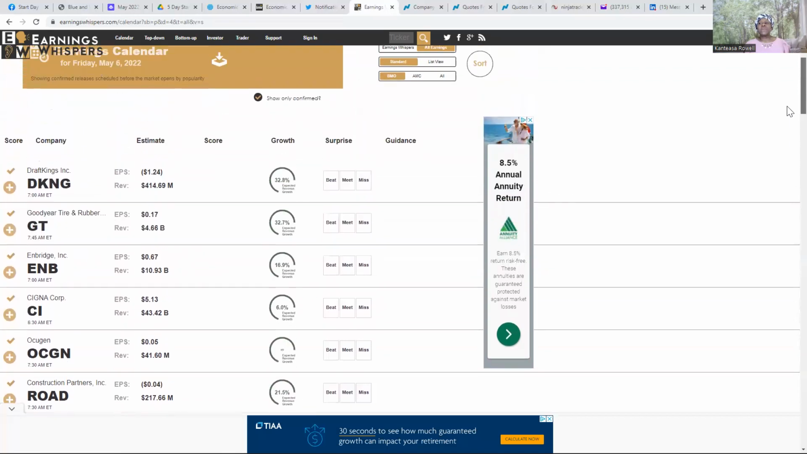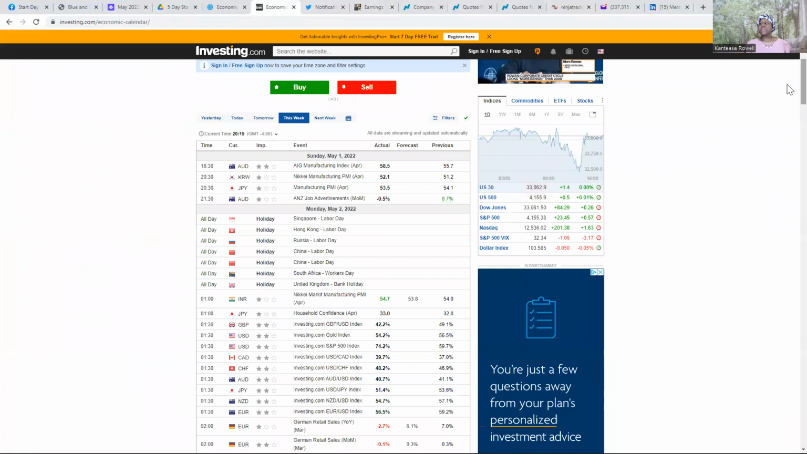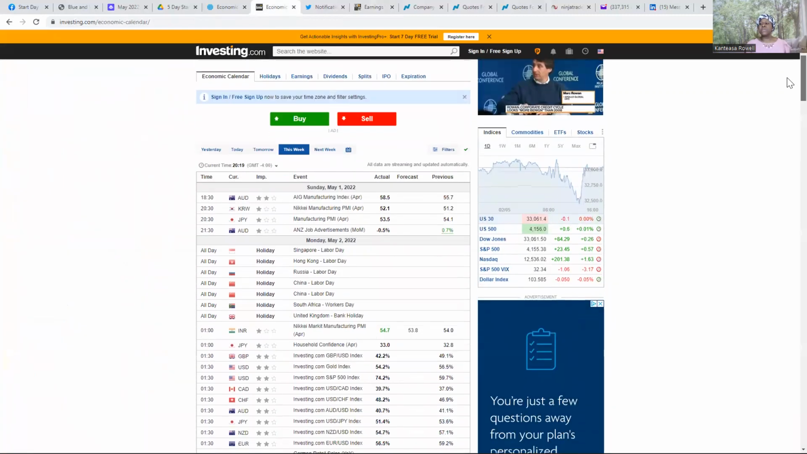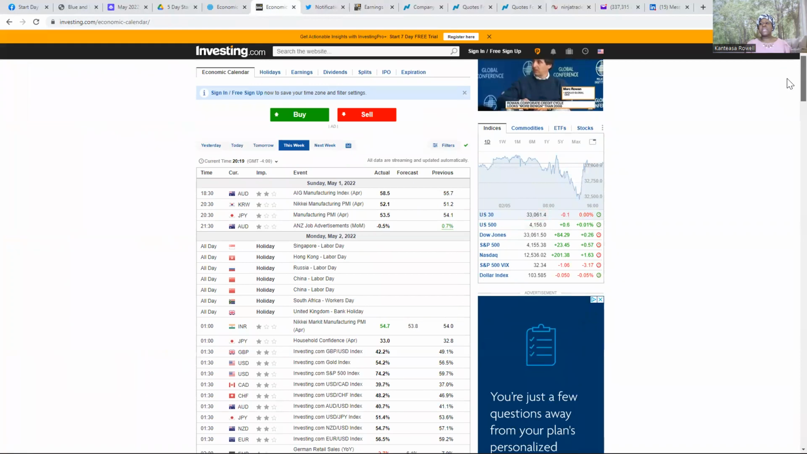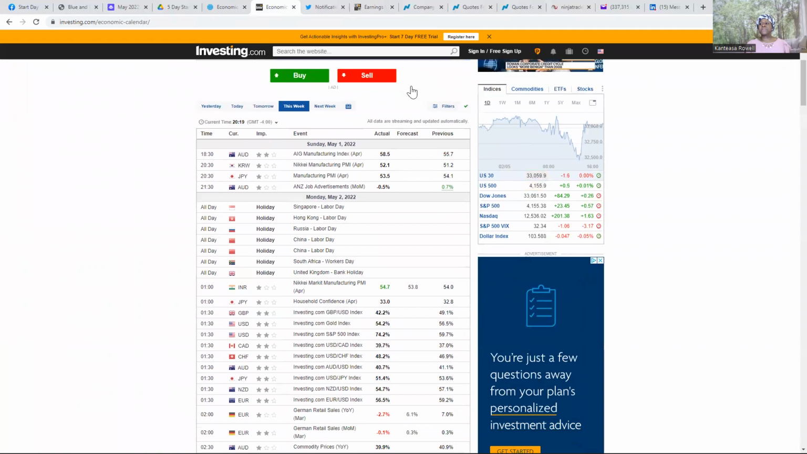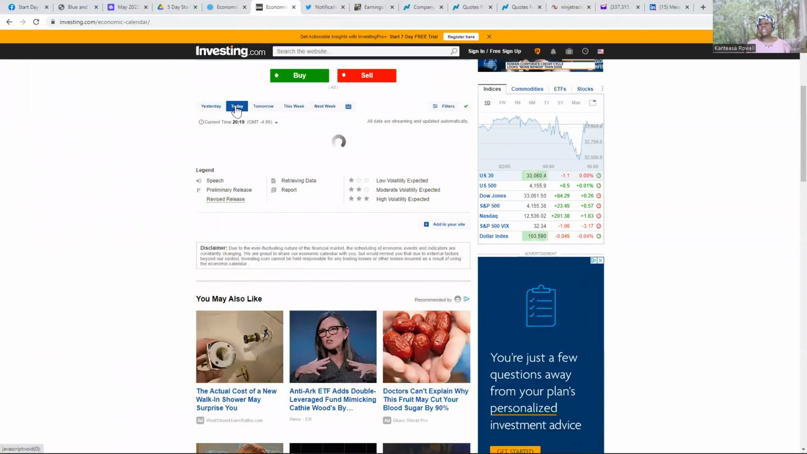So the next website that I want to share with you is investing.com. Investing.com, again, is very similar to CME Group, so there wouldn't be any need to check both CME Group as well as investing.com. And on investing.com, you can look at the week at a glance to plan the full week of trading. You can look at the next week, but let's take a look at today.